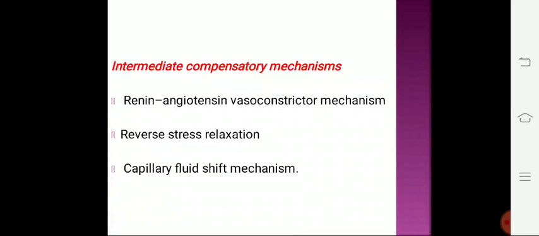Capillary fluid shift mechanism. Capillary pressure is directly proportional to the arterial blood pressure. Increased arterial blood pressure increases hydrostatic pressure at the arterial end. Fluid shifts from capillaries to the interstitial fluid compartment. So the arterial blood pressure comes toward the normal level.